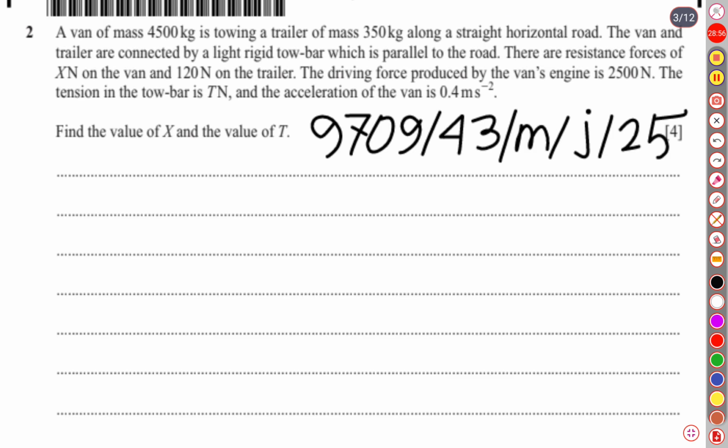The next question under the same topic has been selected from paper 9709/43 for the session May June 25, and we are going to solve question number 2, which says a van of mass 4500 kg is towing a trailer of mass 350 kg along a straight horizontal road. The van and the trailer are connected by a light rigid tow bar which is parallel to the road.